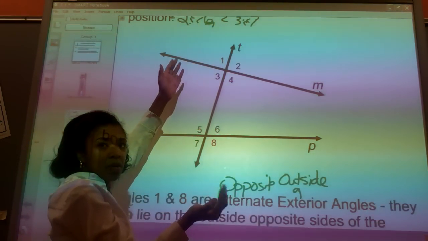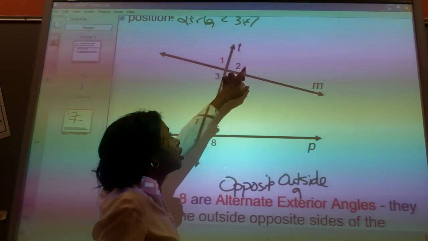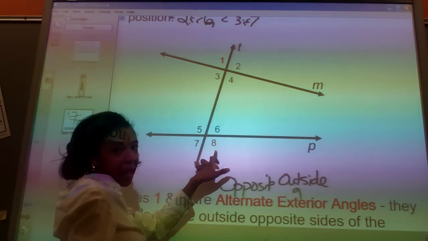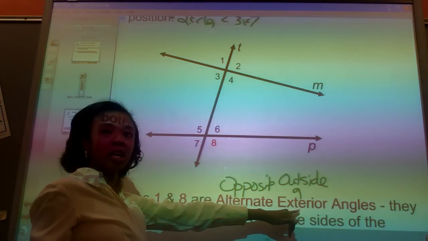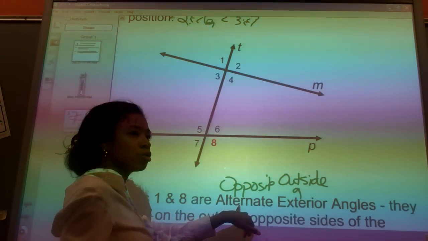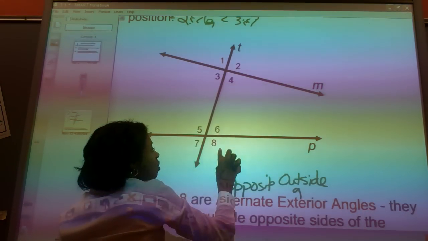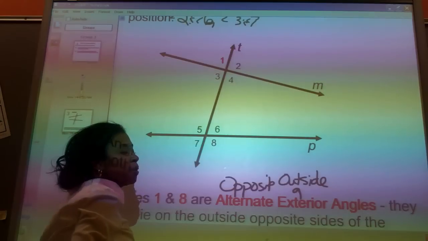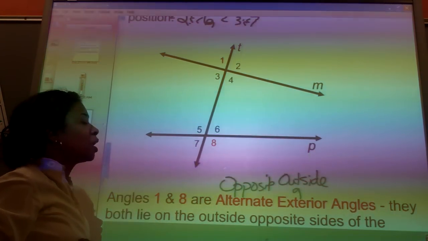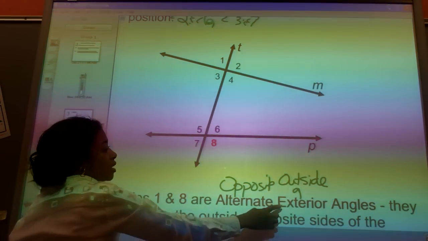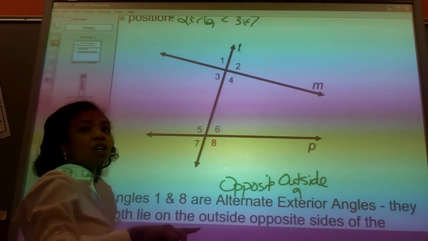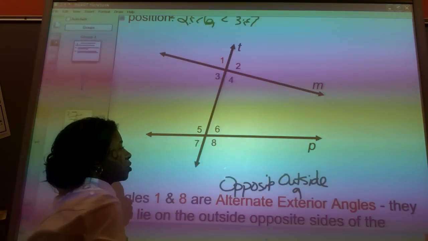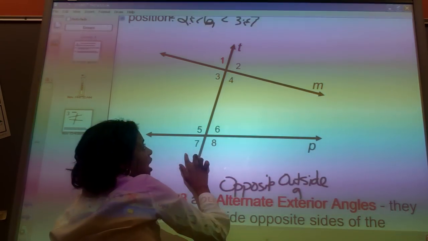So the only exterior angles could be 1, 2, 7, 8. And then I specified the exteriors that I want. I want alternate. So I want the opposite, the two opposite angles, which would be 1 and 8. So angles 1 and 8 are alternate exterior angles. I also see another set of alternate exterior angles, 2 and 7.